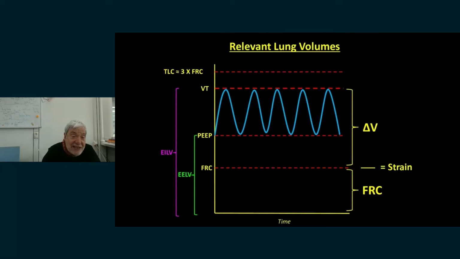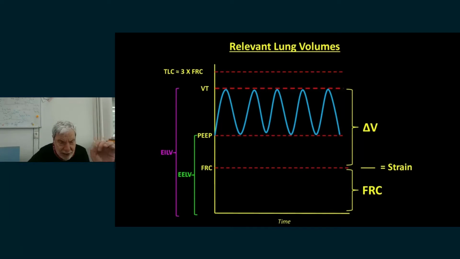I don't have any PEEP, and everything is okay. Now, let's say I have a PEEP volume, and the PEEP volume increases the FRC up to here. Now, when I start with the tidal volume, I go close to here.